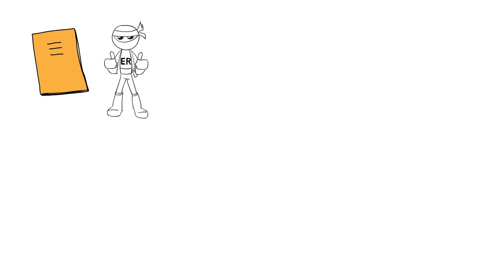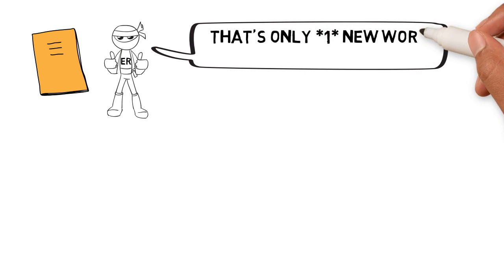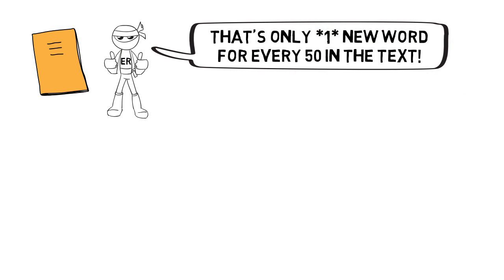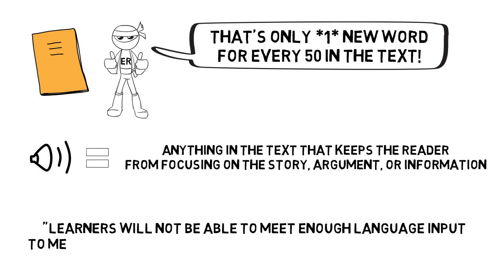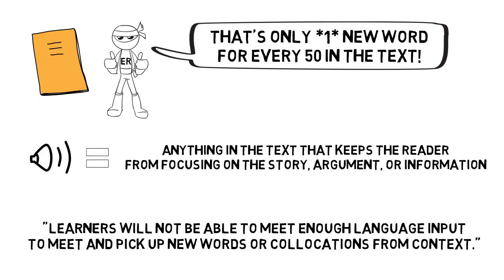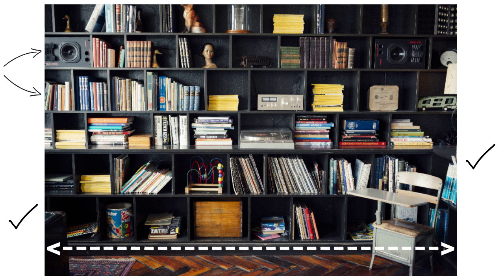The studies Waring cites suggest that, unless about 98% of the words in a text are already known, the chances of acquiring the unknown vocabulary are low, both because of the noise in the text, and because reading speed is reduced to the degree that, quote, "learners will not be able to meet enough language input to meet and pick up new words or collocations from context," end quote. For this reason, Waring calls for the provision of a wide array of reading and listening materials, including adapted and graded content for novice and intermediate learners.